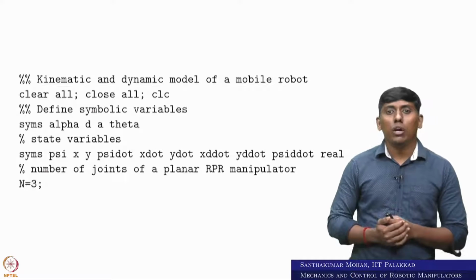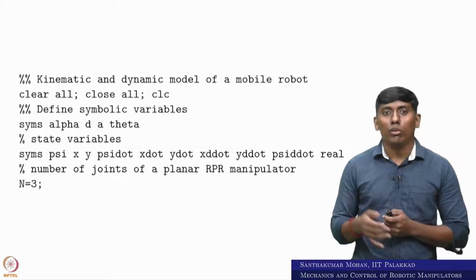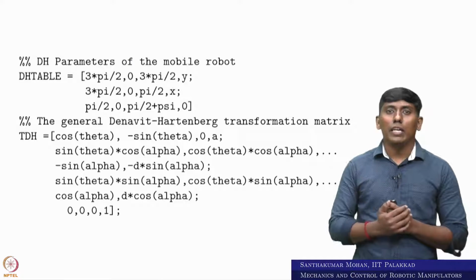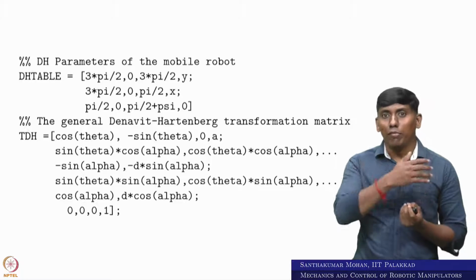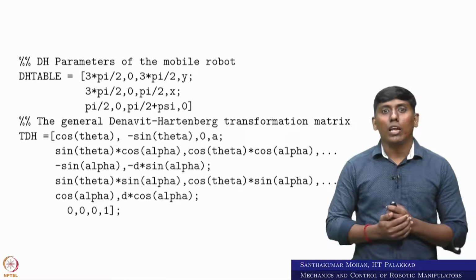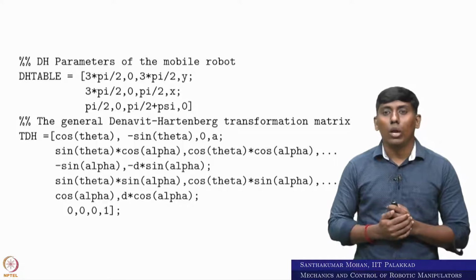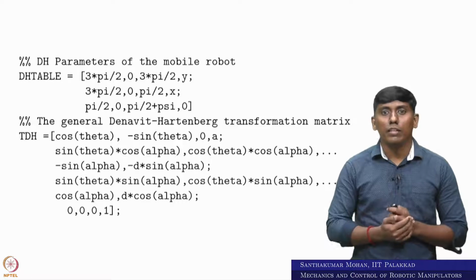And here, how many joints? There are 3 joints excluding ground, or excluding 0. So based on that, we can write the DH table which we have obtained there. Once we have incorporated the DH table, we can see the general Denavit-Hartenberg, which is what we call the non-standard one, that is what we have written here.